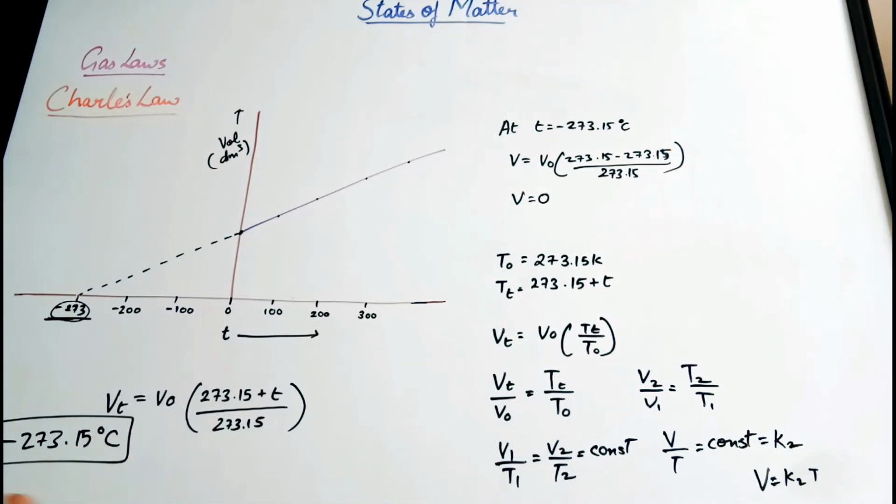With that, Charles' law is basically when the pressure remains constant, the volume of a fixed mass or fixed amount of gas is directly proportional to the absolute temperature. In the next video, we will be discussing the graphical representation of Charles' law.